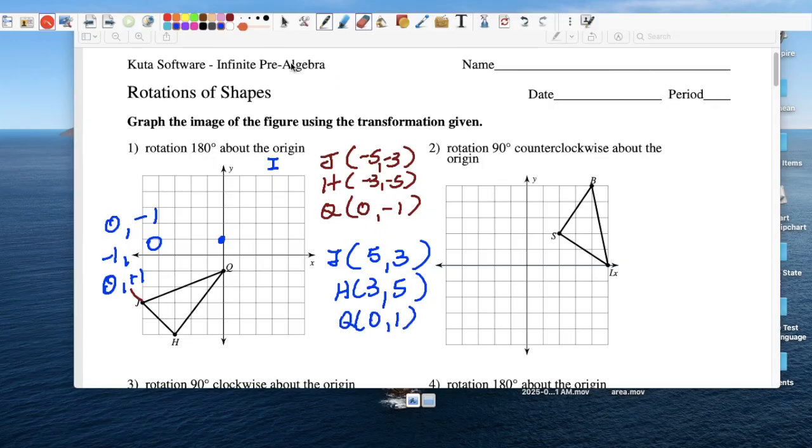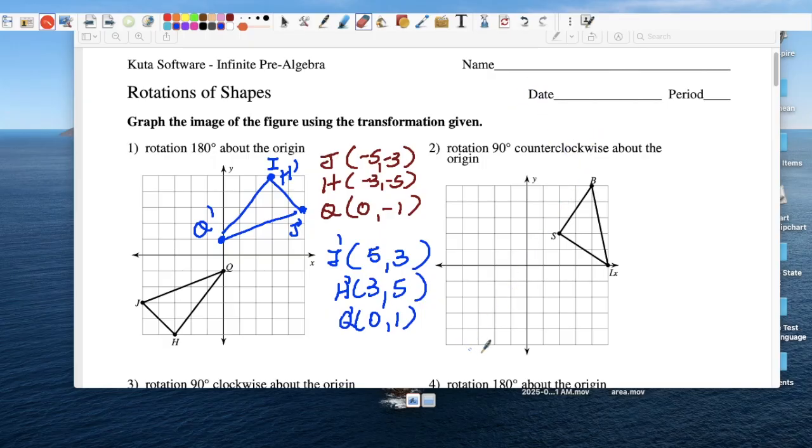So let's see if I'm correct. This is point Q prime. Sorry, I forgot the primes. Point H is 3, 5. And point J is 5, 3. There you go.